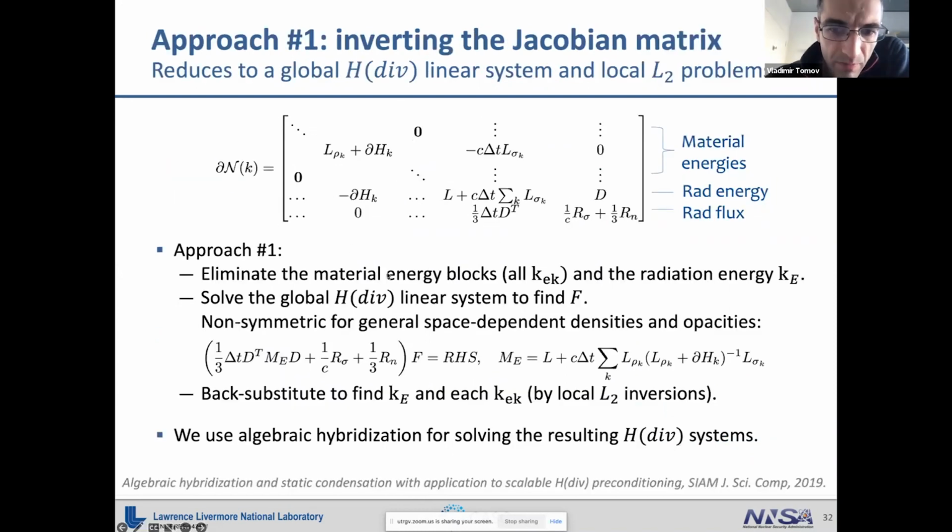Two approaches. The first approach is to use Schur complements, eliminate equations, and end up with an equation for the HDIF radiation flux, something like this here. And once this is solved, you just back substitute to get the other variables. This, of course, then goes down to solving the HDIF problem. We have good preconditioners for that, based on hybridization, algebraic hybridization. This approach, though, is not very general.